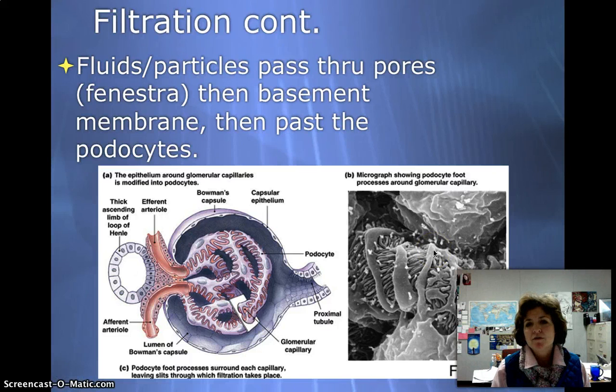The key reason for those podocytes is that they're structural. They're going to provide support to that capillary. This capillary has all of these open pores, so it's a little bit delicate. Those podocytes are going to give the support that the capillary needs to allow it to filtrate like it does.